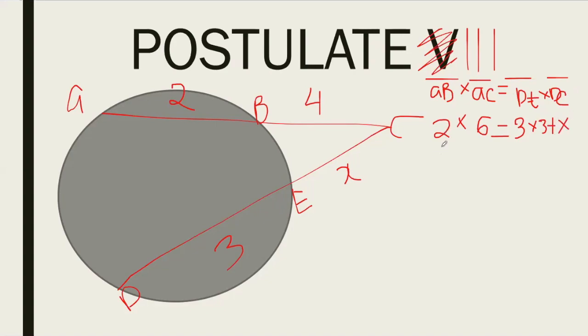So, magiging 12 equals to 9 plus 3x. So, paano mahanapin yung x? So, move all the constants to the other side.